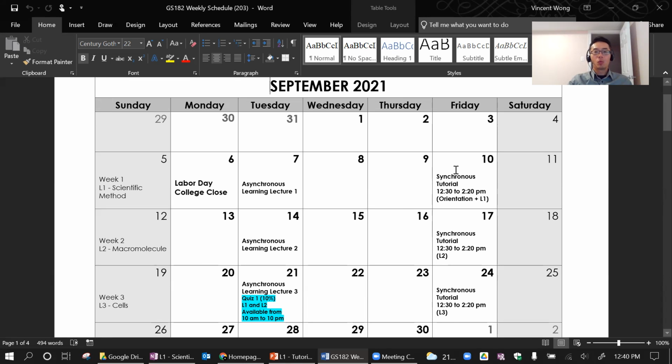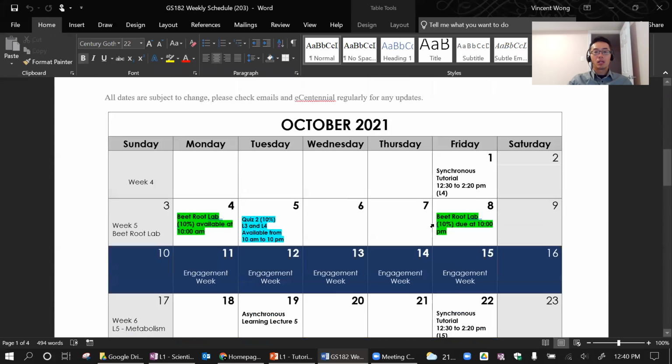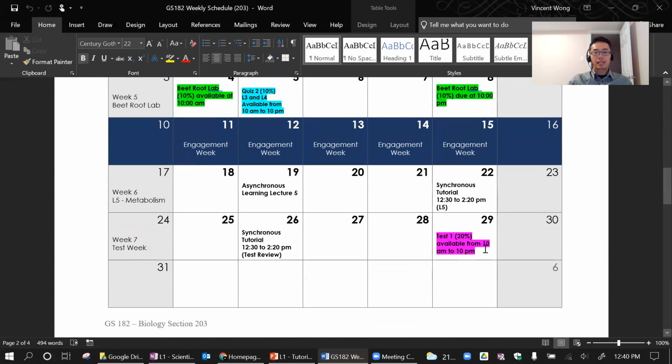For the most part, we will have our synchronous session, which is what we're doing right now, on the Friday, with the exception of whenever there is a test. The first test is going to be week 7, and on that week, we will be doing the synchronous session on a Tuesday. So you can mark that down on your calendar. And if you don't mark it down, that's okay. I will be sending you reminders throughout the semester about these things.